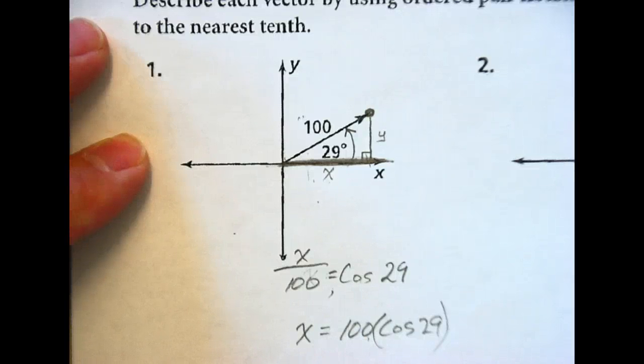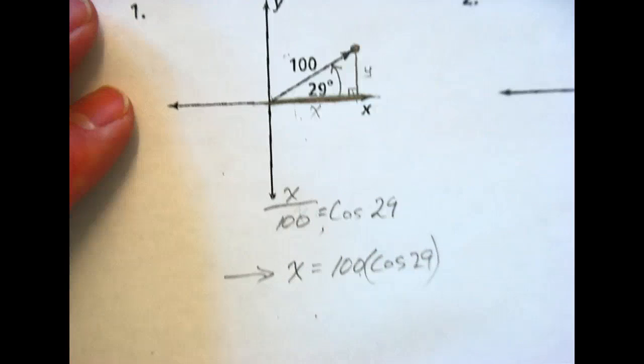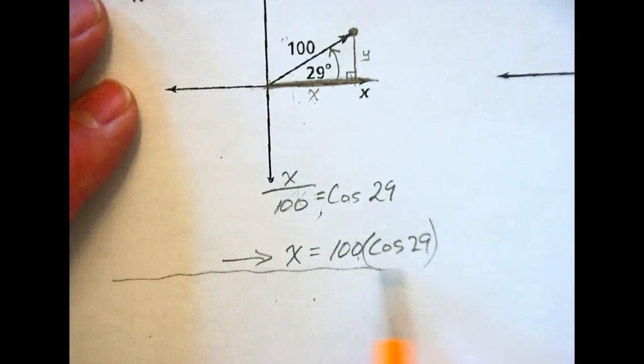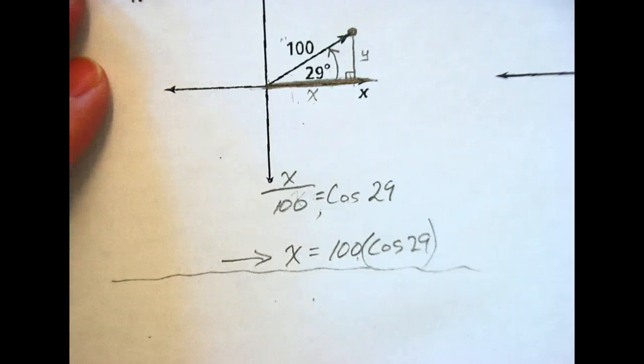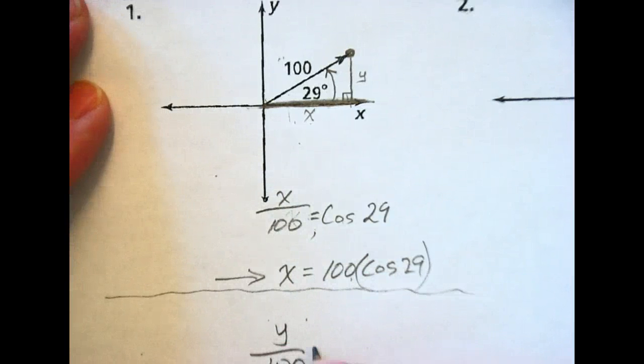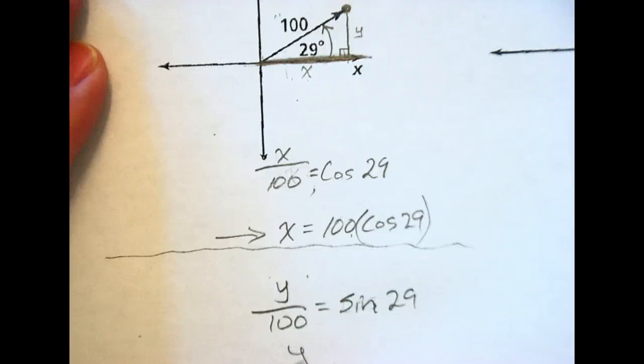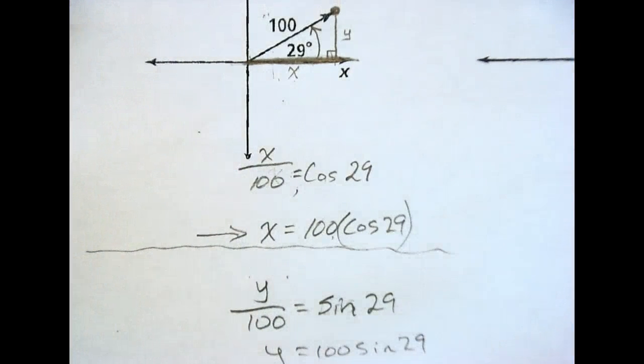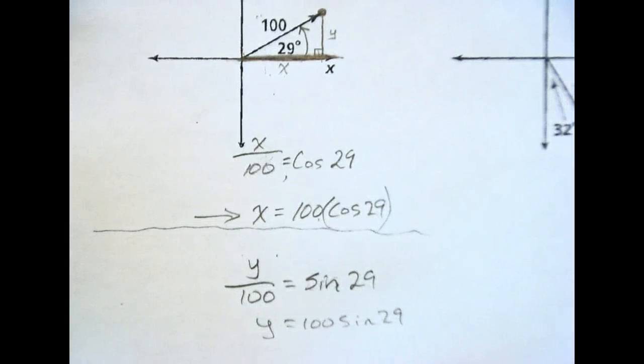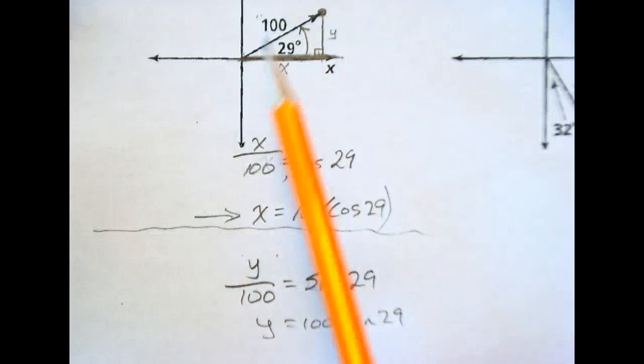Okay, well, let's figure out y real quick. Everyone write down the proportion for y. We'll come back to x here in a minute, but write down the proportion for y. Okay, so we should have y over 100 is equal to cosine 29. Or, excuse me, not cosine. Sine 29. And that ends up giving us 100 sine 29 equals y. We couldn't use tangent because we don't know opposite and adjacent.